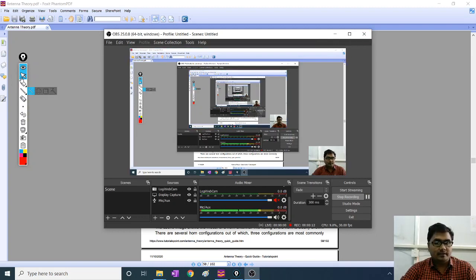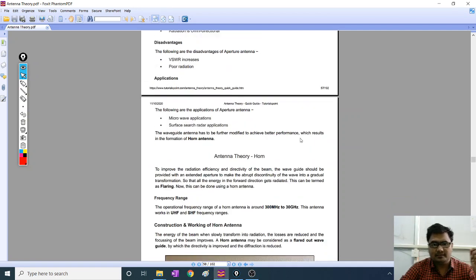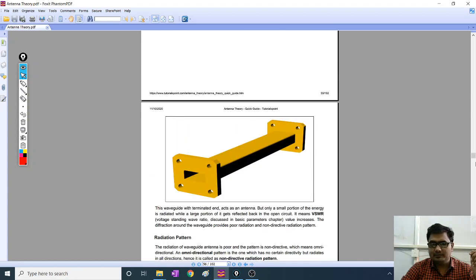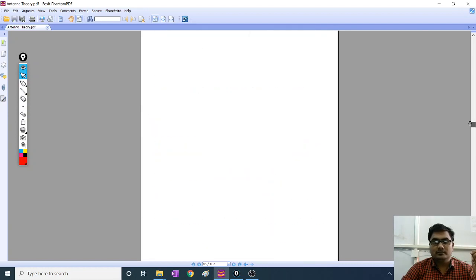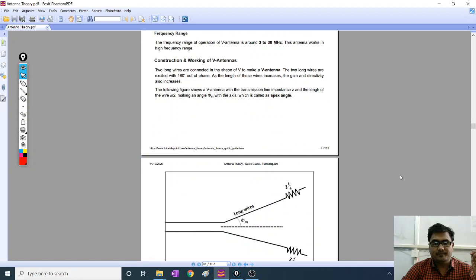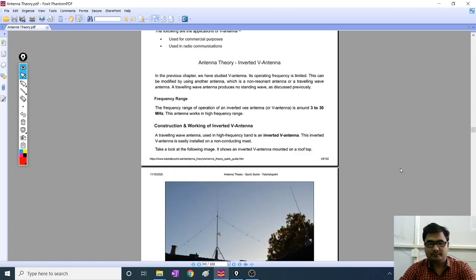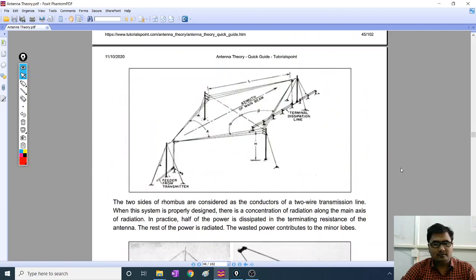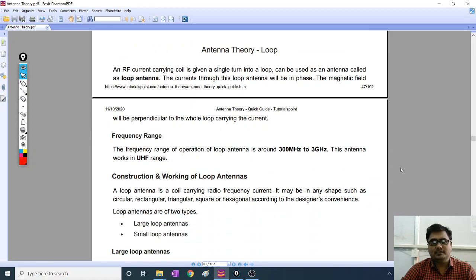So what we studied in the last lecture is this. I think we started with loop antennas. Oh, sorry, not really. Not loop actually, we have not studied that yet. Okay, loop antenna, let us start with loop antennas.